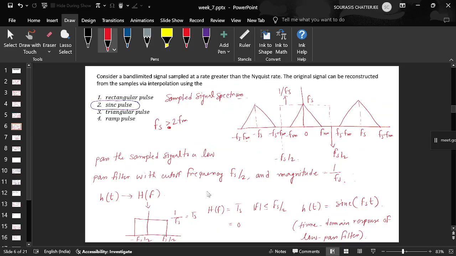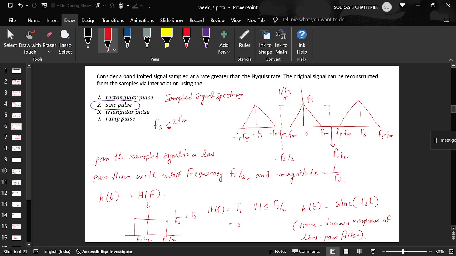I will discuss this question also. This is regarding the case where they say that the bandlimited signal is already sampled at a rate greater than the Nyquist rate. So we have satisfied the Nyquist criteria. You can actually pass it through a low pass filter and get the original signal back in an undistorted manner, so that there is no information loss.